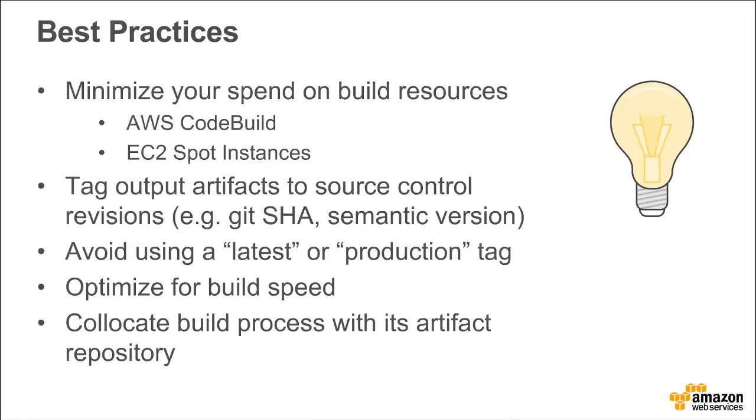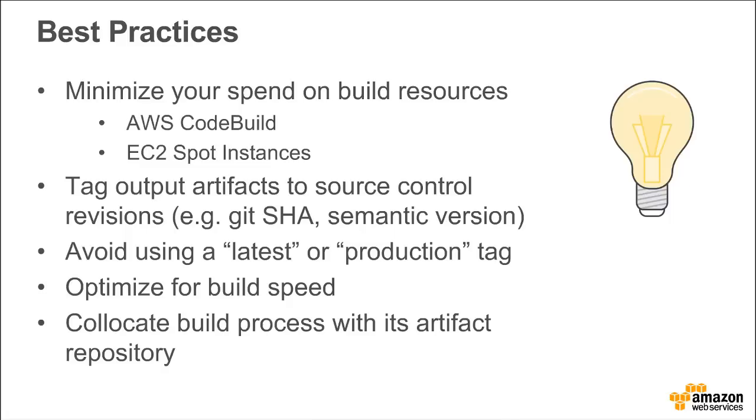So to that end, an anti-pattern that we typically discourage is using the latest default tag or some kind of production tag or some sort of tag that changes and the underlying image underneath it changes. We typically recommend you put some sort of identifier on it that's immutable and save that in your repository.